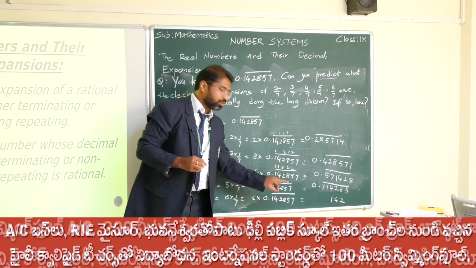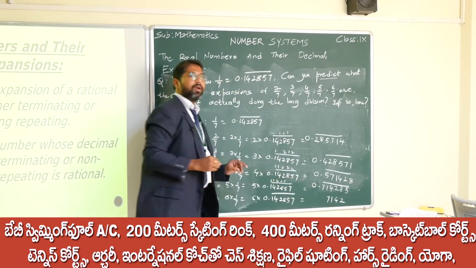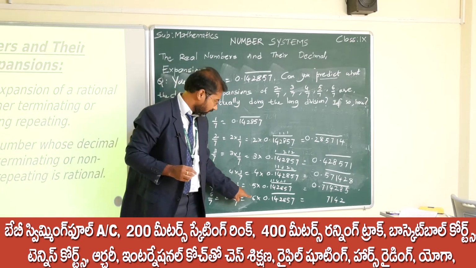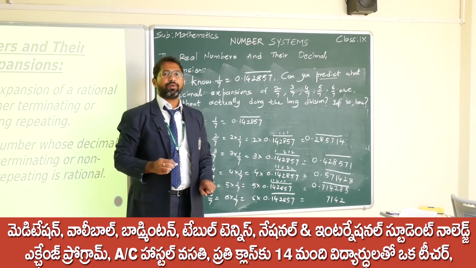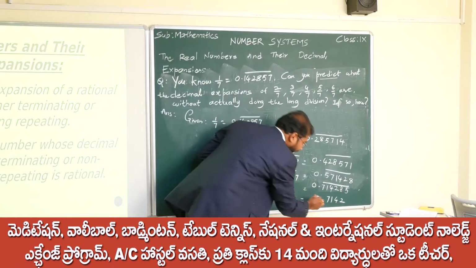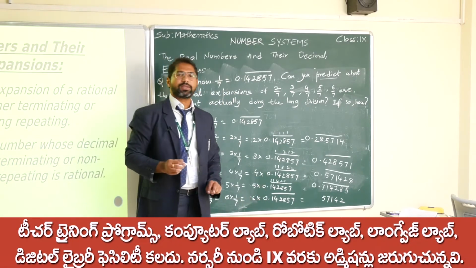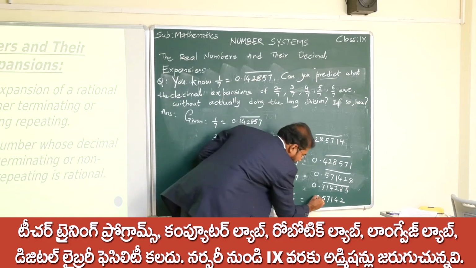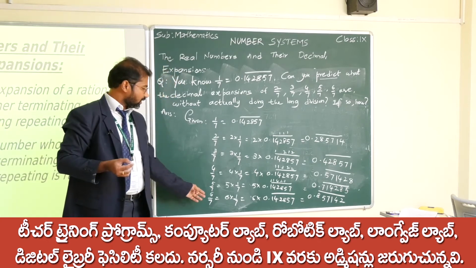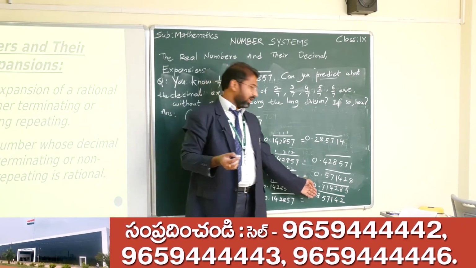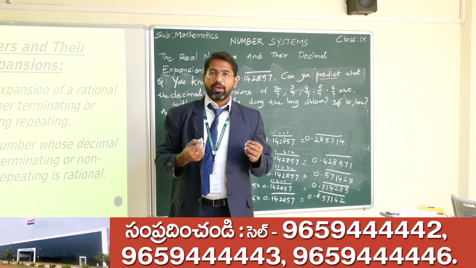Then 6 twos are 12. 12 plus 5 is 17. 7 I will write here. 1 is carry forward. Then 6 fours are 24. 24 plus 1 is 25. 5 I will write here. 2 is the carry forward. Then 6 ones are 6. 6 plus 2 is 8. Then decimal point, then 0. Therefore, the decimal expansion of 6 by 7 is 0.857142 bar. I hope you have understood.